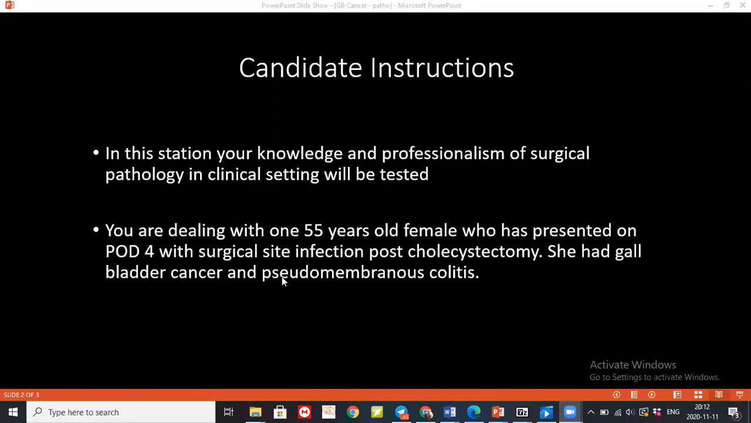Can you tell me how you would confirm your diagnosis of surgical site infection? Firstly, we have the history. We can examine the site of the infection. Then we may do a swab for culture and sensitivity. The patient might need a blood culture.